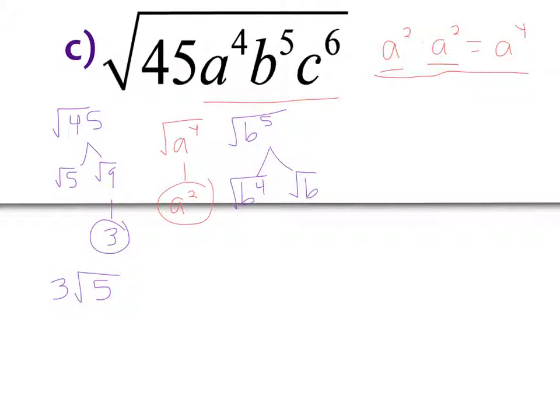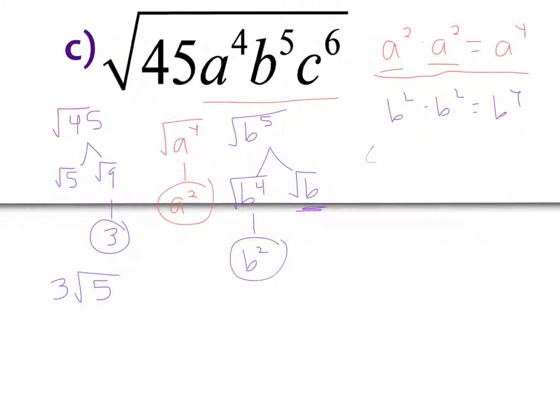Now, what can I take the square root of easily? Which one of those two is even, b to the fourth or b? B to the fourth is even, so I can take the square root of that, which is b squared. Again, because b squared times b squared gives me b to the fourth. Now, I can't do anything with this b that's left there, so that will actually be under the radical when I write my final answer.